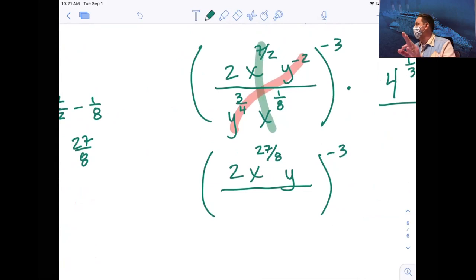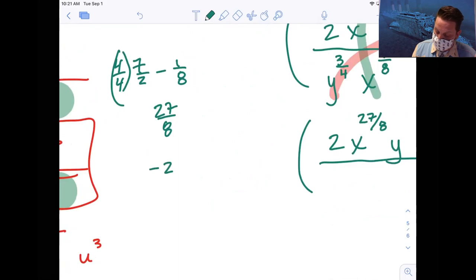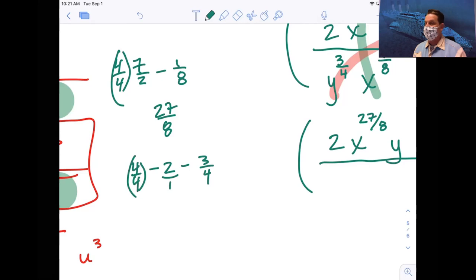And then we get y to the, let's see, can we do this one in our head? -2 - 3/4. Well, we better not. Let's go off to the side. -2 - 3/4. Now, when you have whole numbers, it's actually pretty easy because you just need to get the common denominator of the one that has the fraction, which is 4. So if you multiply the -2 by 4/4, put it over 1 if you need to, now you're left with -8, yes?